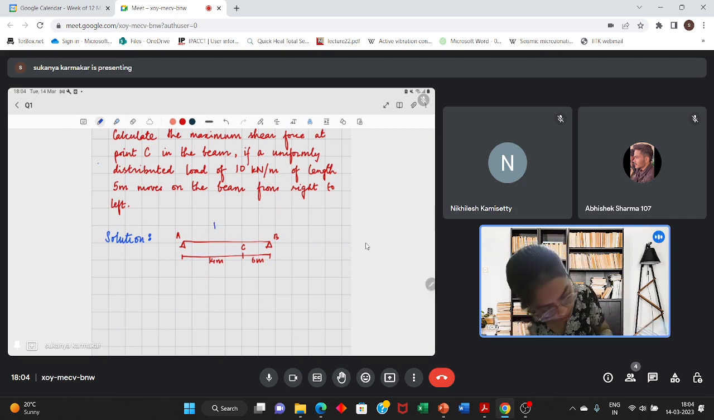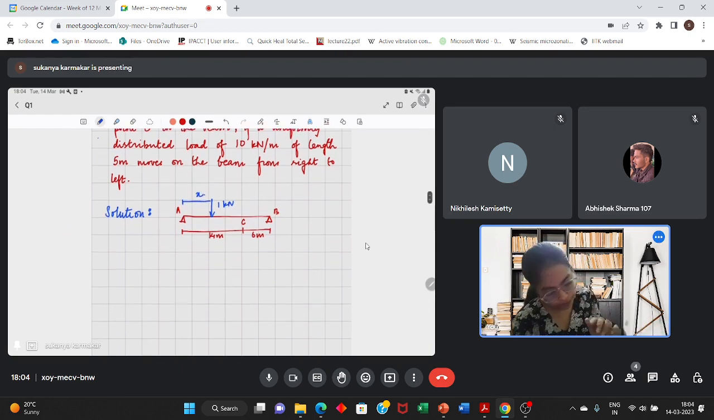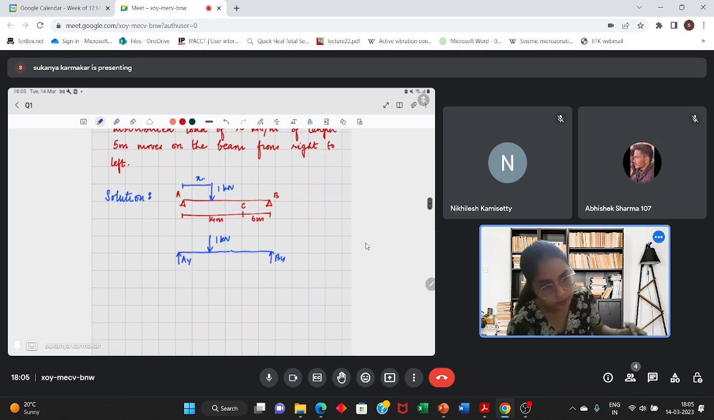So basically you have a unit load of 1 kilonewton, and let's say it is at a distance x. Let's say this is the beam. Let this reaction be AY. Let this be BY. A unit load of 1 kilonewton is acting. This distance is x. This is A, B, and C.